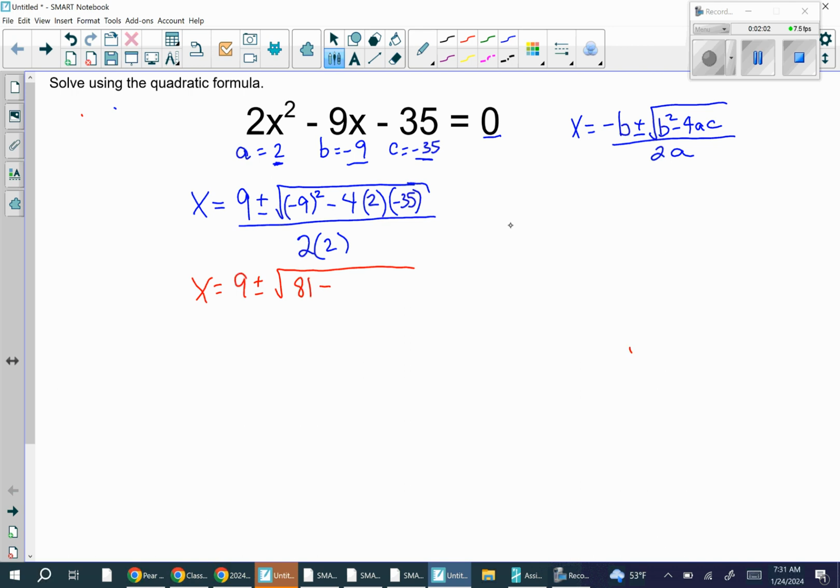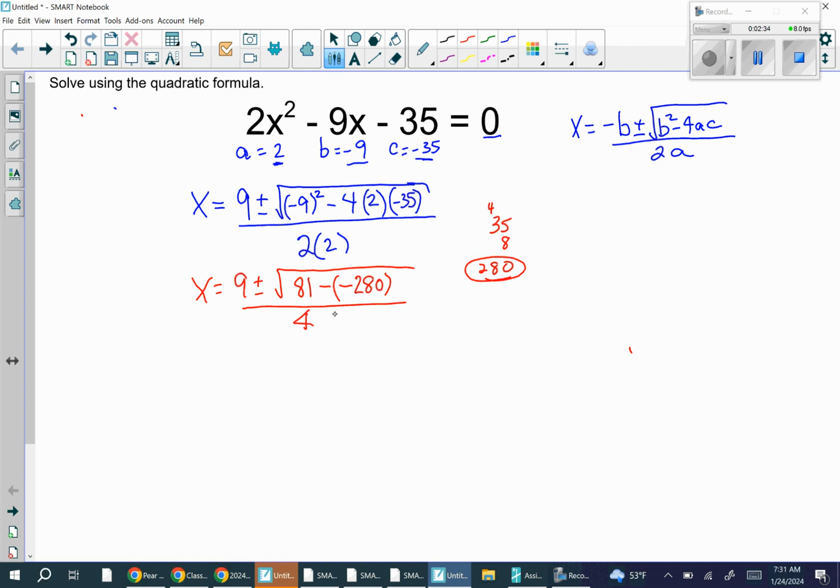And 8 times 35, oh boy, 8 times 5 is 40, 8 times 3 is 24, so 280. So 4 times 2 times -35, we get 280. It's negative, because we have the minus here. So 4 times 2 times -35 is -280. We end up with 81 minus -280, and we'll deal with that in a minute. And then in the denominator, 2 times 2, of course, is 4.